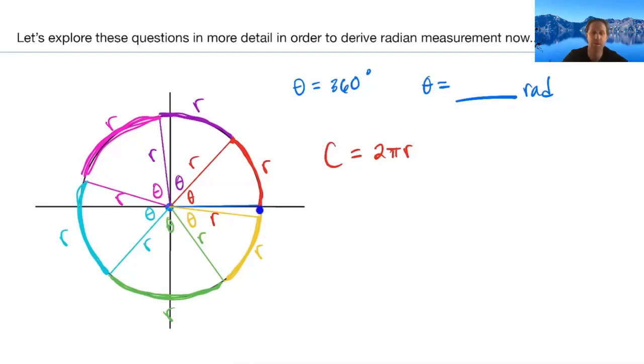So how do we figure it out exactly without having to get a piece of string and measure that radius length again and again and again all the way around to figure out exactly what it is? And what if it does come out nice and neat? That'd be great if it's a nice whole number, but you know how the real world is. It doesn't work out perfectly. That's why we have a symbol like pi.